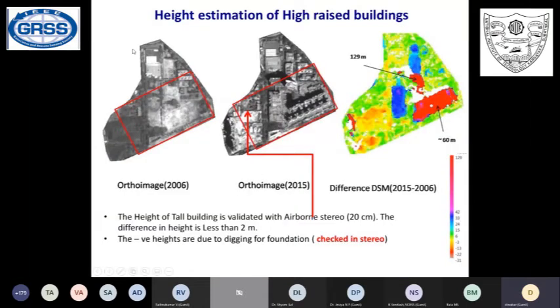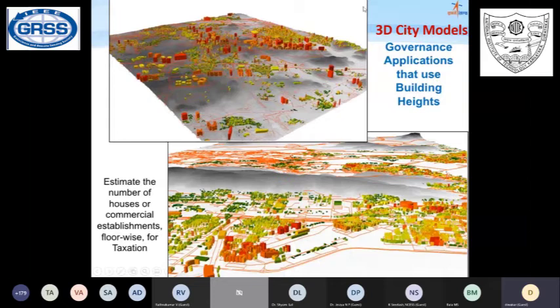Not only that, it is possible for you to estimate the heights of buildings. A typical example is an old image from 2006, where the buildings were not there, and 2015, where buildings are there, and you can easily take the differences of these two images from the stereo perspective, and you will be able to make automatic height measurements, which come out very accurately from the three-dimensional mapping. It's not only that, it is possible for you to build 3D city models.